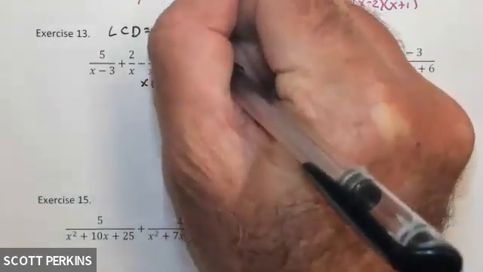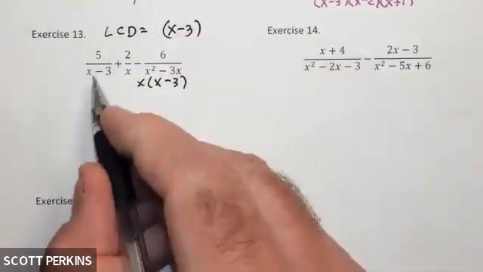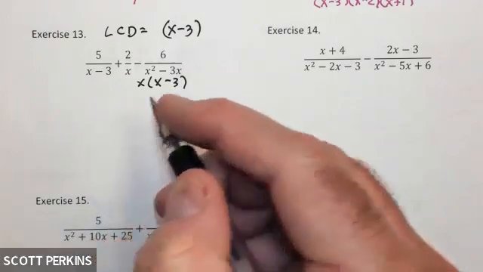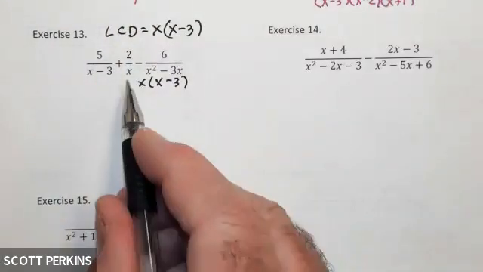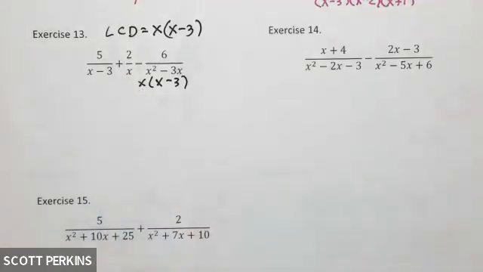I need an x minus 3, that's for sure. I see that in the first fraction. I also see it in the last fraction. And then yes, both were given to me. I also need an x. I can see an x in the second fraction and an x in the last fraction. So there's my least common denominator.